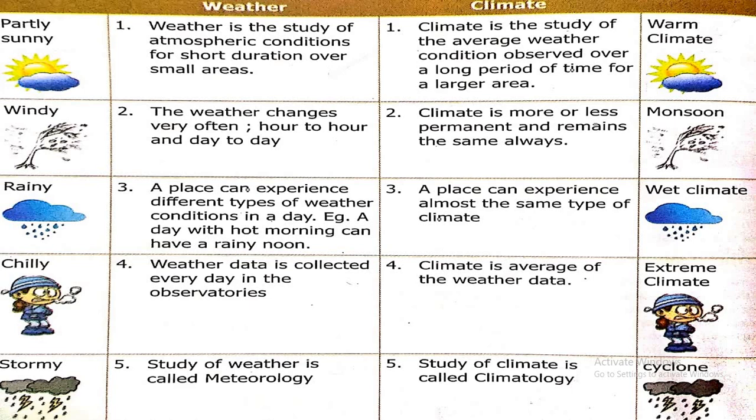Well, a place can experience different types of weather conditions in a day. As I have told you, a day with a hot morning can have a rainy noon.